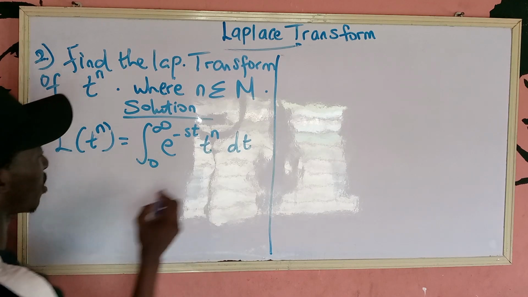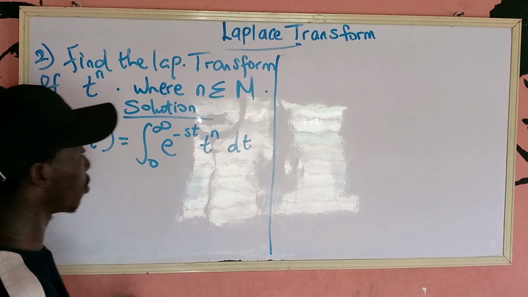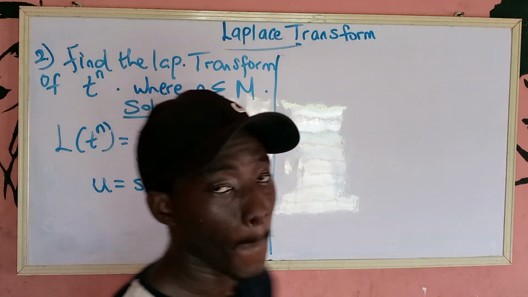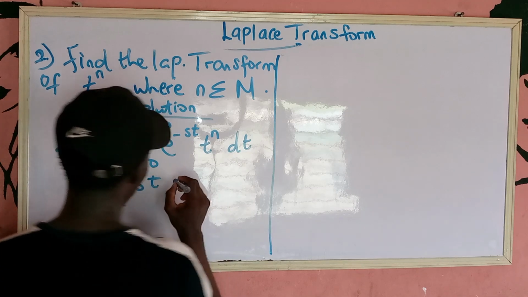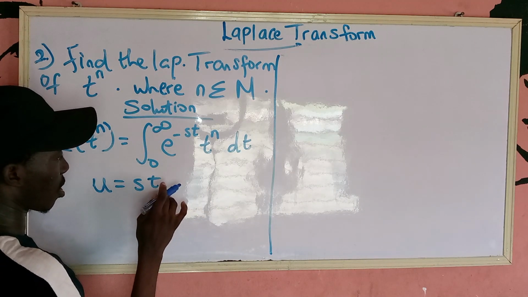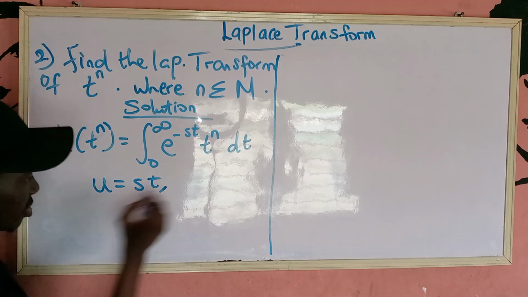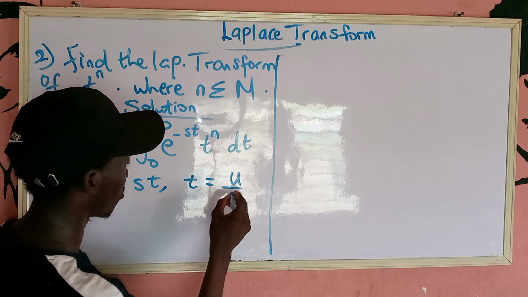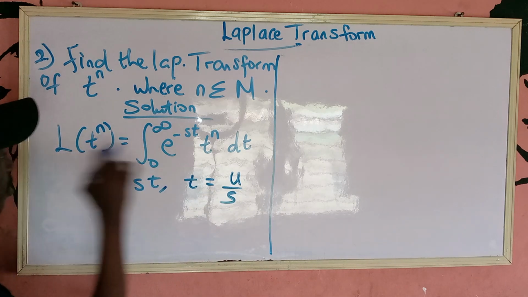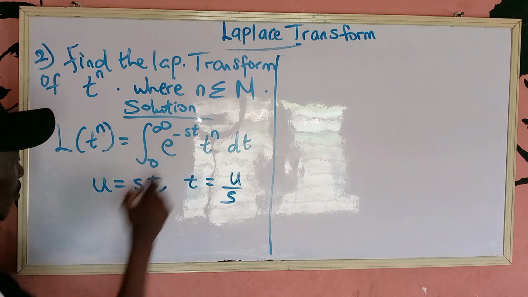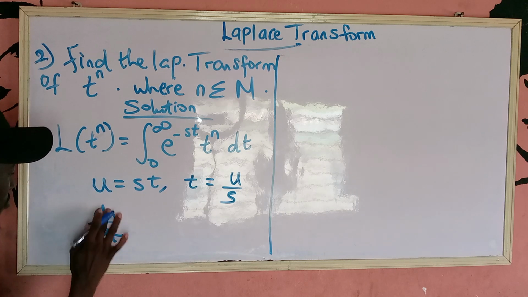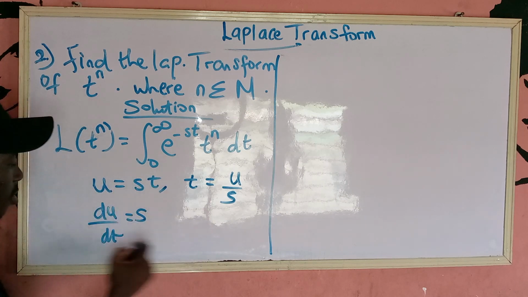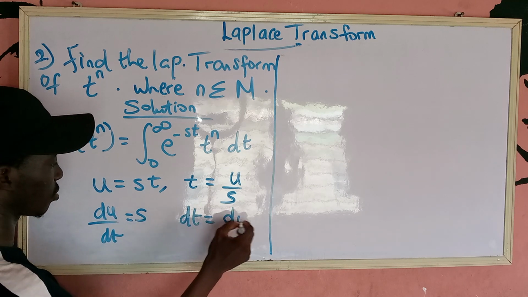So what I'll do here is choose a variable. Let's say u is equal to st. If my u is st here, then that means my t should be equal to, so I divide this by this, that is u over s. My t will be u over s. Then also we have du dt, which will be equal to s. And that means my dt will be equal to du over s.